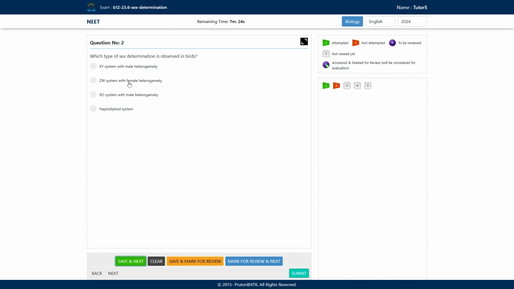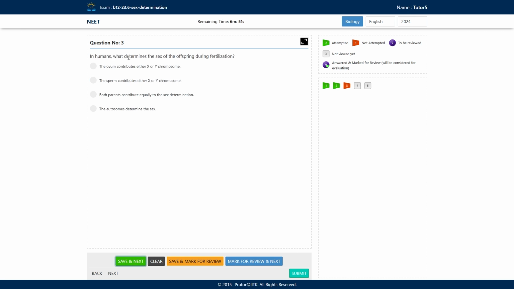So answer will be second. This is the correct answer. ZW system with female heterogamety. Okay, here the females are heterogametic. Females are producing 2 kind of eggs here. Half of the eggs will have Z chromosome, half of the eggs will have W chromosome. Okay, so here the female determines the sex of the chick. Clear? So option number second or option number B is the correct answer.